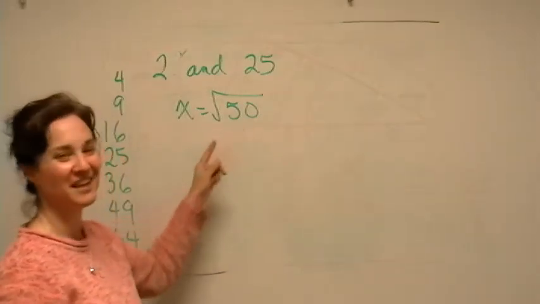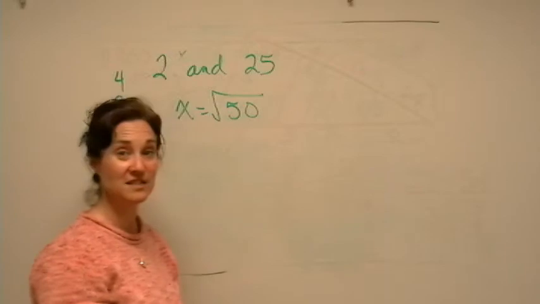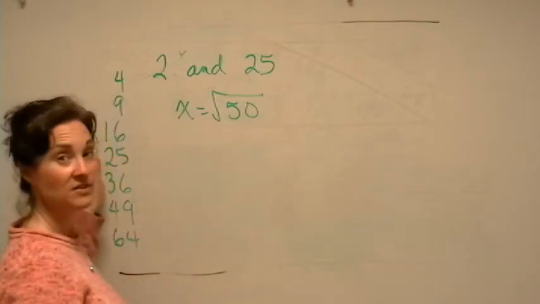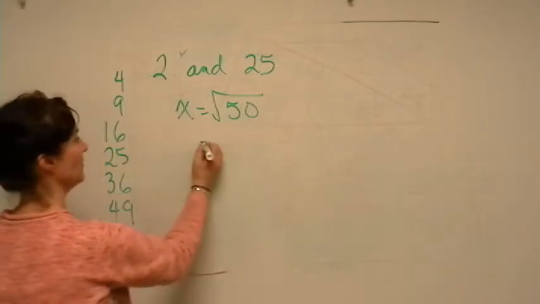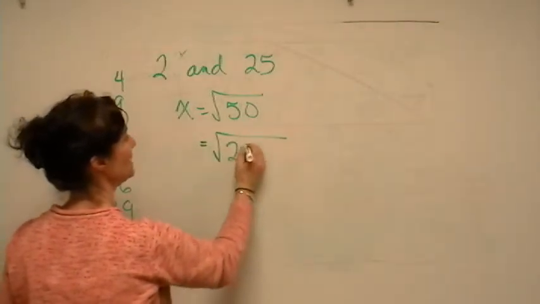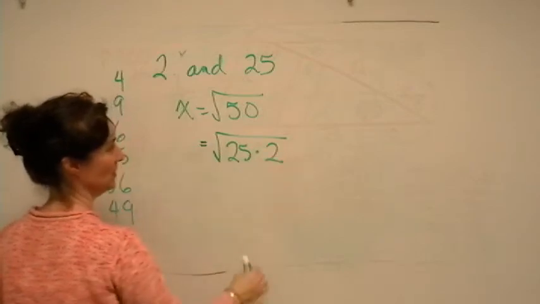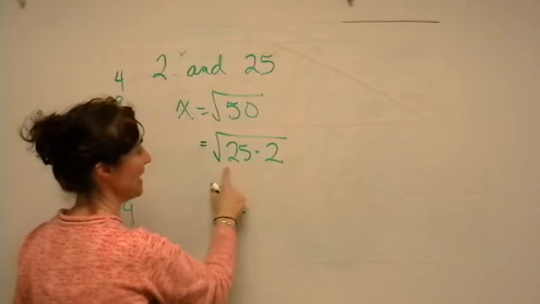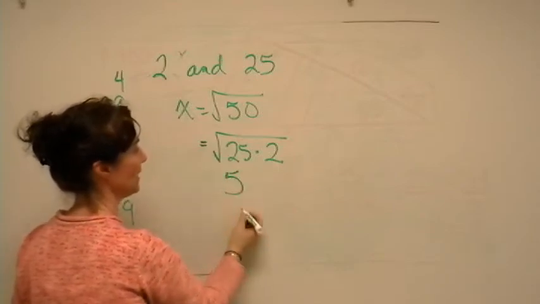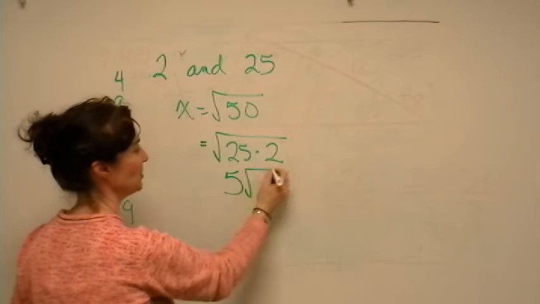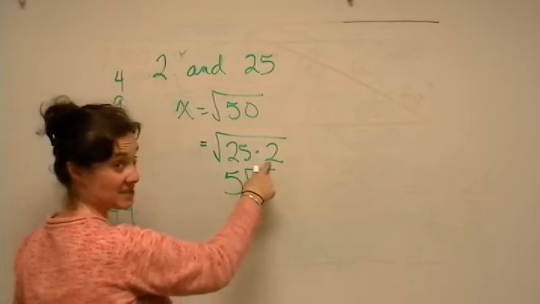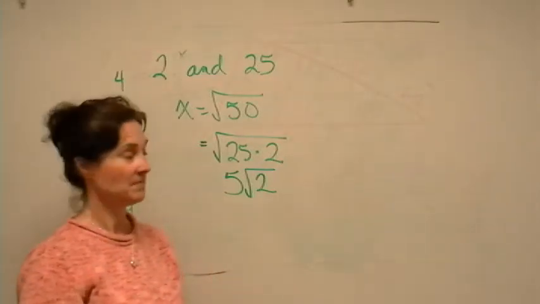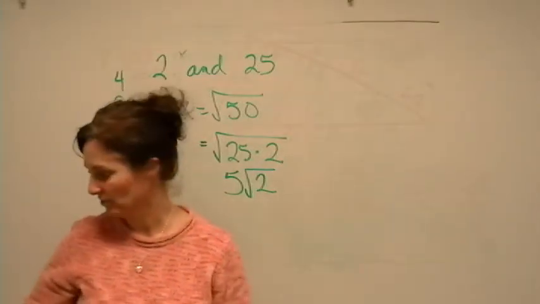So I look at 50 and I think of 50 cents. 50 cents is 2 quarters. A quarter is 25 cents. So we do have a perfect square here. So we're going to say 25 times 2. We've split it up into its factors. Since we can take the square root of 25, we're going to take out the square root of 25, which is 5. We can't take the square root of 2, so we're going to leave that as the square root of 2. And that is how you simplify a radical.